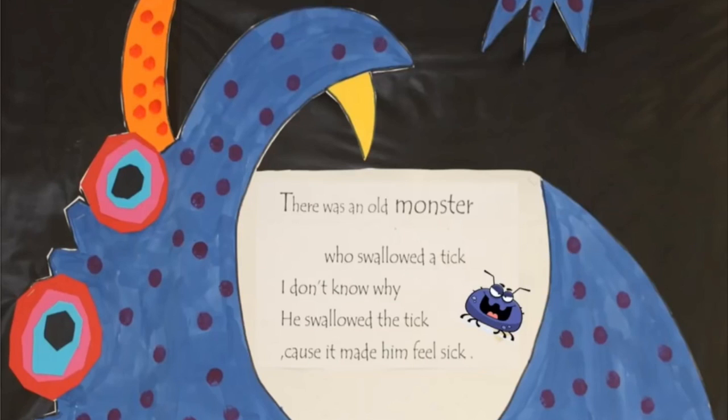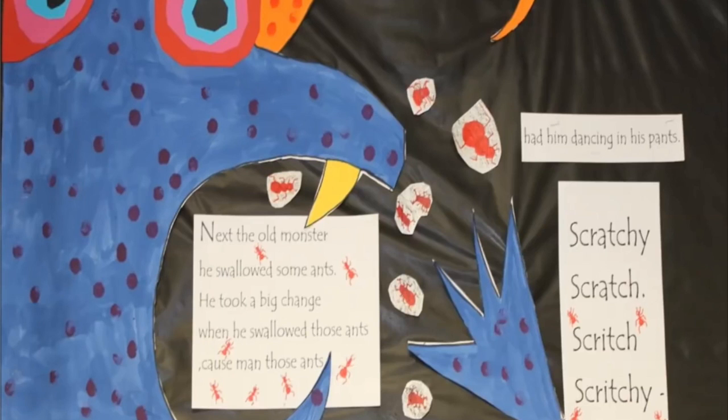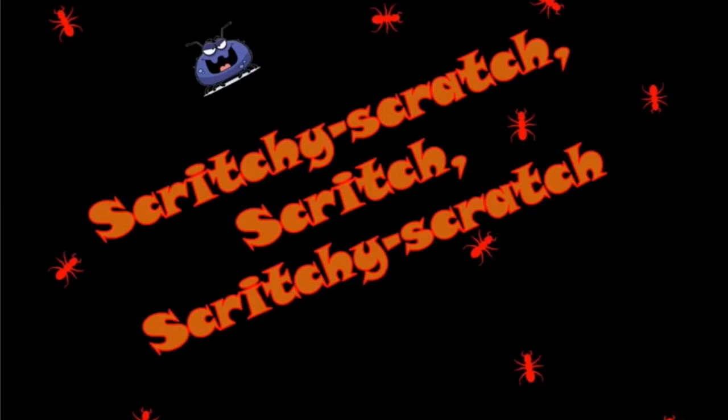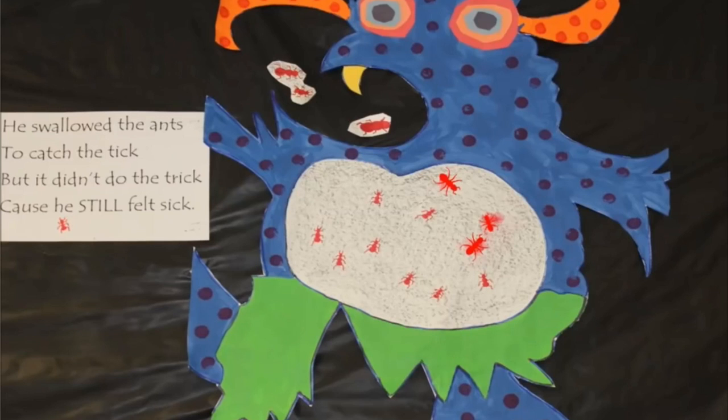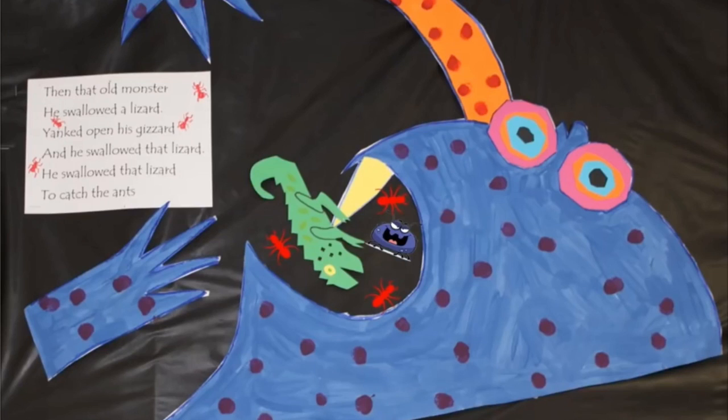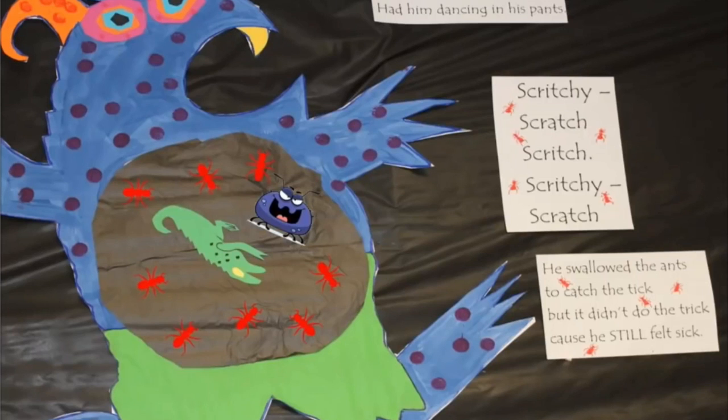There was an old monster who swallowed a tick. I don't know why he swallowed the tick, cause it made him feel sick. Next, that old monster, he swallowed some ants. He took a big chance when he swallowed those ants, cause man, those ants had him dancing in his pants. Scritchy scratch, scritch, scritchy scratch. He swallowed the ants to catch the tick, but it didn't do the trick, cause he still felt sick. Then that old monster, he swallowed a lizard, yanked open his gizzard, and he swallowed that lizard. He swallowed that lizard to catch the ants, cause man, those ants had him dancing in his pants.